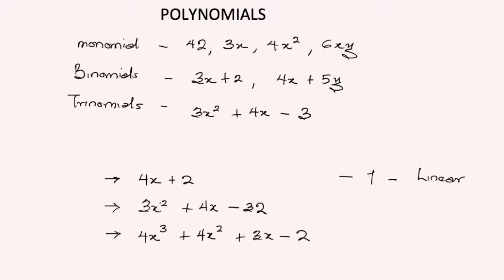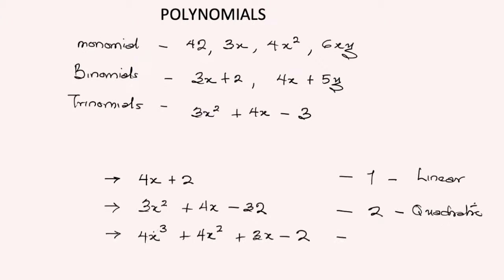Now, for the second one, the highest power that we have of x here is 2. We have another x here, but this is raised to power 1. But the highest power of x here is 2. So this is a degree of 2. Polynomials of degree 2 are called quadratic equations or quadratic expressions.